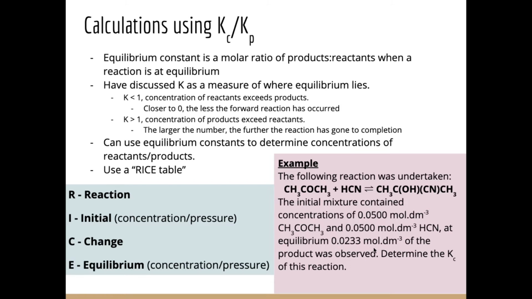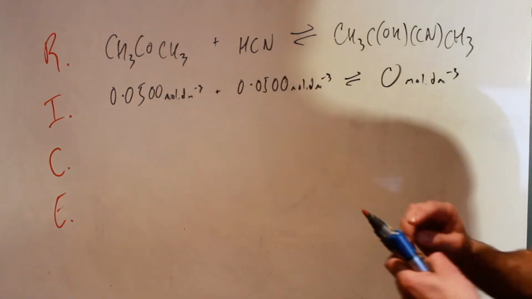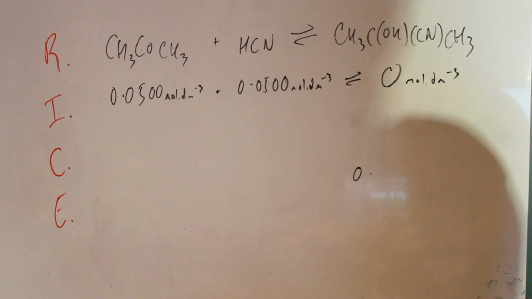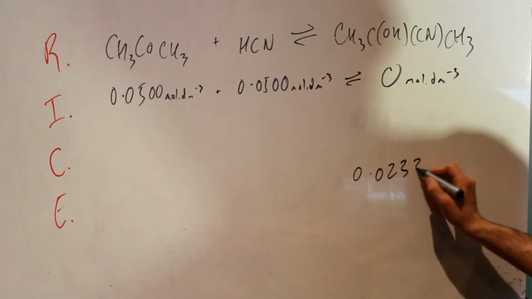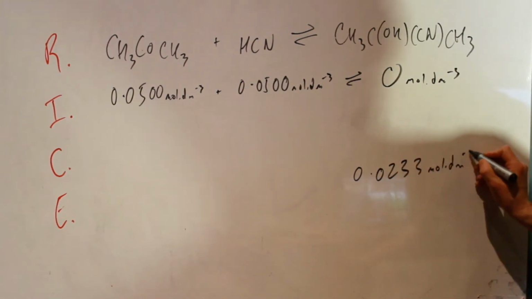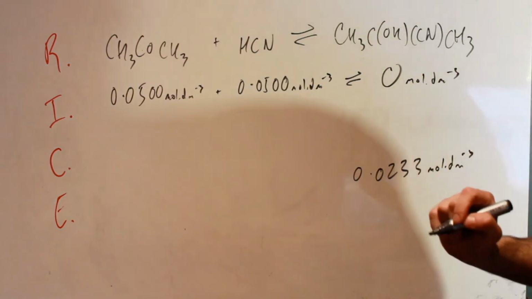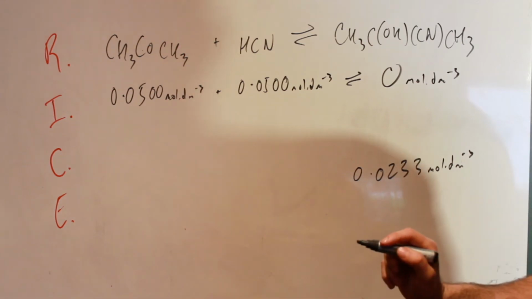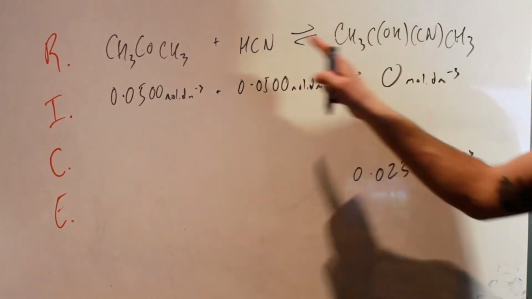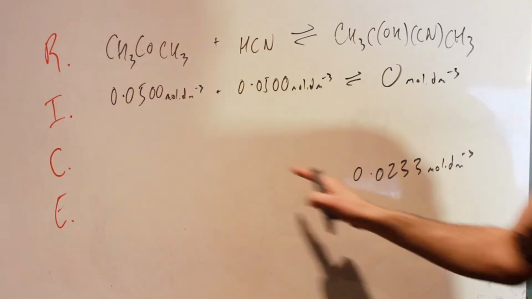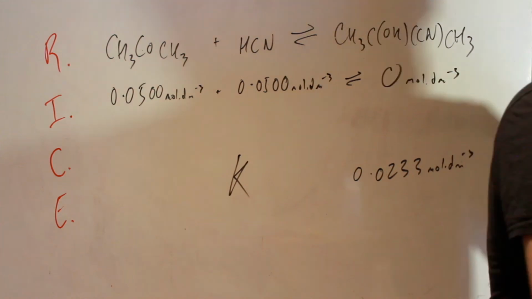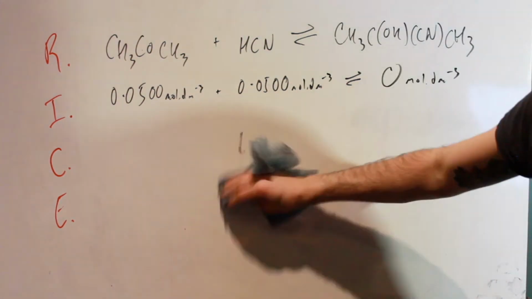At equilibrium, we had that much of the product being observed. So I can put this data into this point here. So at equilibrium, I had 0.0233 moles per decimeter cubed of the product. So we've got to work out the equilibrium constant, and we can write the equilibrium expression by doing the concentration of the products over the concentration of the reactants at equilibrium, because that's what K means. It means at equilibrium.